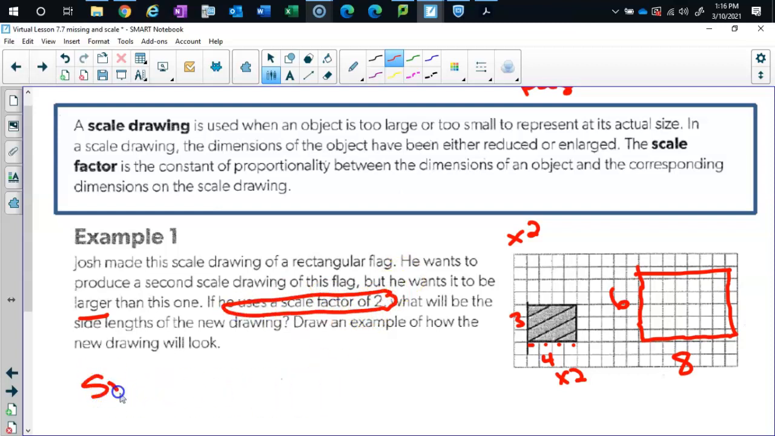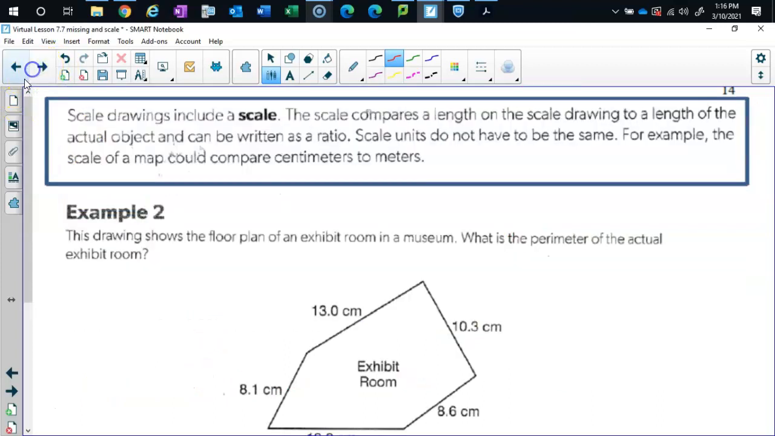But what if I said I wanted it to be smaller? Smaller, you would divide by 2. Okay? Larger, you multiply by 2. Smaller, you divide by 2. All right.